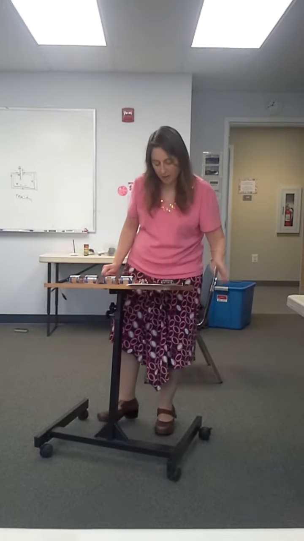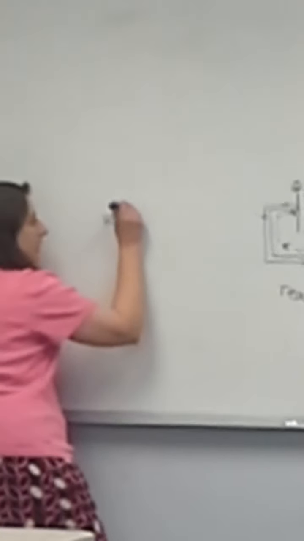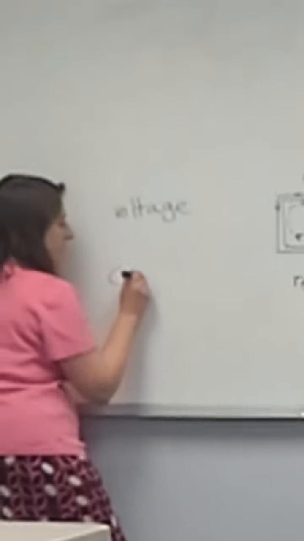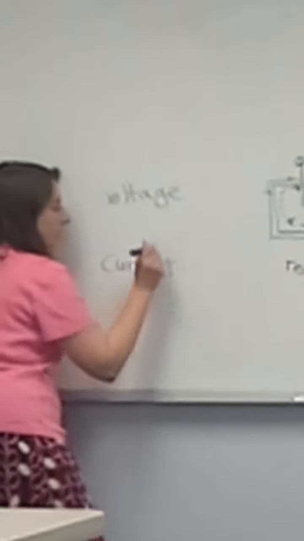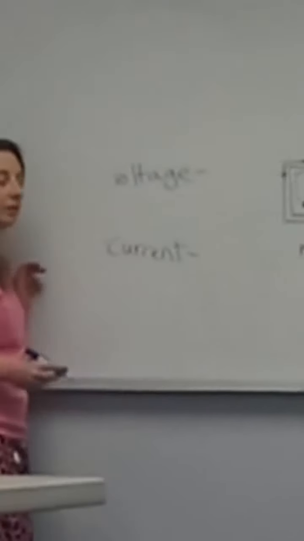Let's see. The two big things we really need to talk about with current are voltage and current. So the power of our circuit is controlled by the voltage and the current. Only if both are low is your circuit safe. So what is voltage?